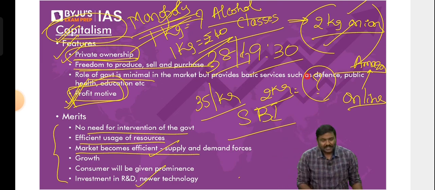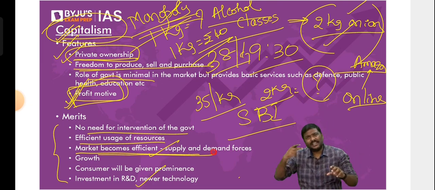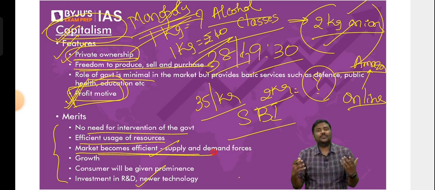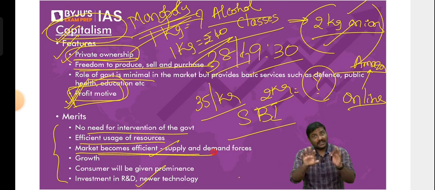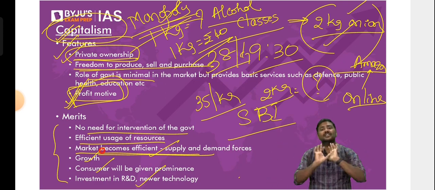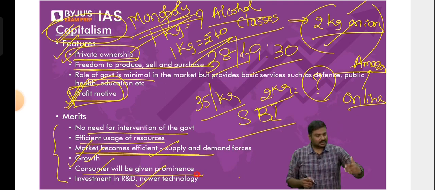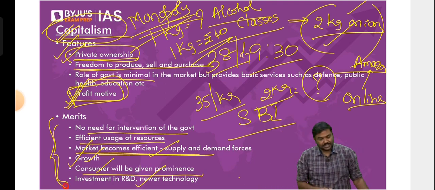So understand the logic here. Because there's so much competition in the market, the private sector will provide better kinds of services to the customers, better types of goods to the customers. Otherwise, customers will simply move from one company to another company, and the private sector doesn't want that to happen. And because there's a lot of investment, production increases, employment increases, the overall goods and services which are produced and sold in the market increase. The economy will start growing at a much faster pace. Consumers will be given prominence. These are the merits associated with capitalism.